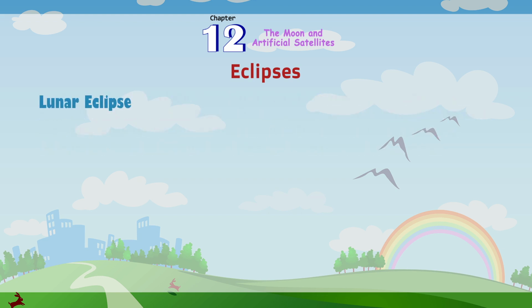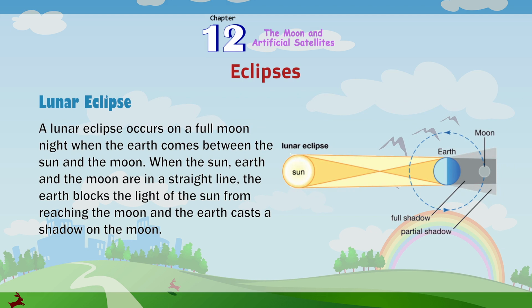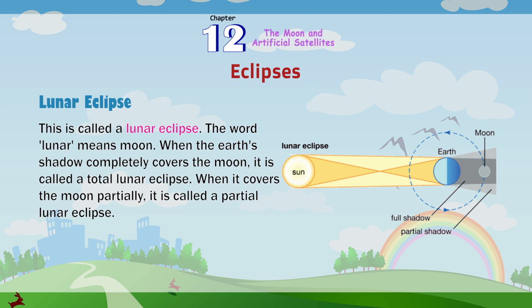Lunar eclipse. A lunar eclipse occurs on a full moon night when the earth comes between the sun and the moon. When the sun, earth, and the moon are in a straight line, the earth blocks the light of the sun from reaching the moon, and the earth casts a shadow on the moon. This is called a lunar eclipse. The word lunar means moon. When the earth's shadow completely covers the moon, it is called a total lunar eclipse. When it covers the moon partially, it is called a partial lunar eclipse.